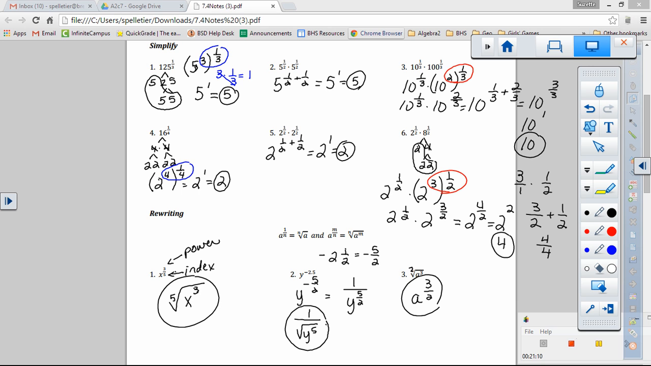Okay, so there are your questions. So it would be great if you took some time to work through 1 through 6 underneath your properties chart on the second page. Take some time to work through 1 through 6, and then check with me when you're finished.